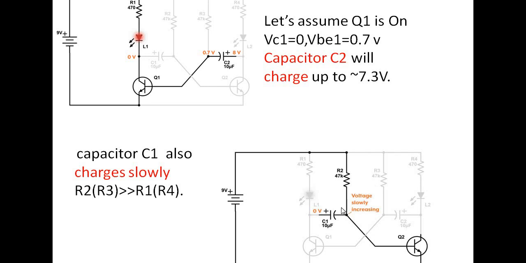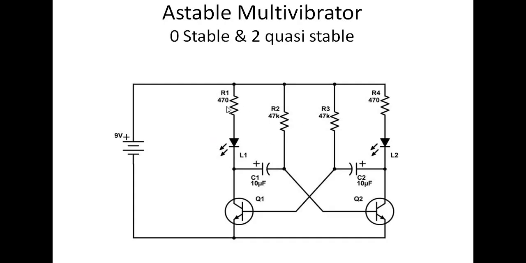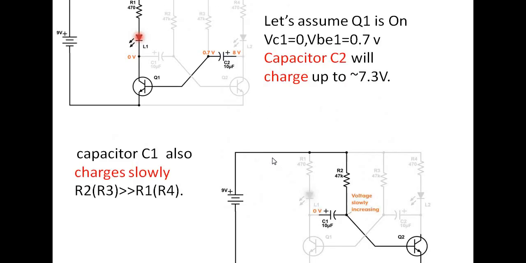So this capacitor charges slowly because R2 is much greater than R1, right. If you look at the values here, this is the R1 value, 47 ohms, and this is the R2 value, 47 kilo ohms. That's why R2 is much greater than R1. So what advantage will we get if R2 is much greater than R1? It means this capacitor takes some amount of time to charge, right.